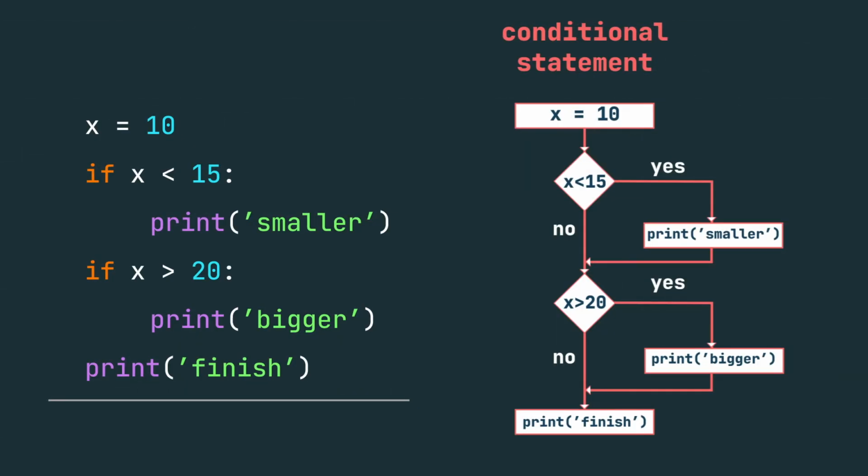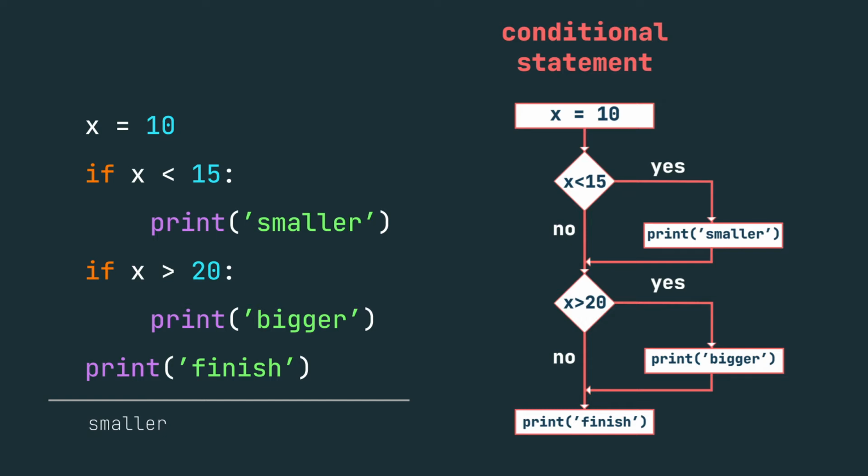Alright, look at this chart. X equals 10 has just one meaning, and it says the value 10 is stored in memory by the name of X. But X less than 15 is asking a question. It says, is X less than 15? This question has two answers, true or false. In this example, because X is 10, the answer is true. It basically says, if this condition is true, do the indented statement. Otherwise, skip that. In this example, X is less than 15, so it does the statement and smaller will be printed.